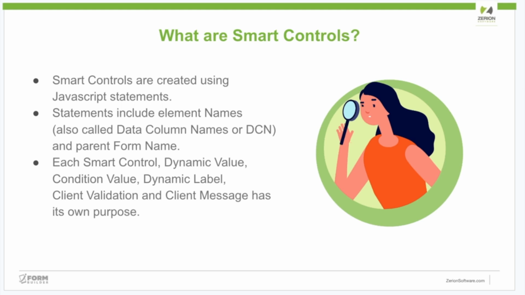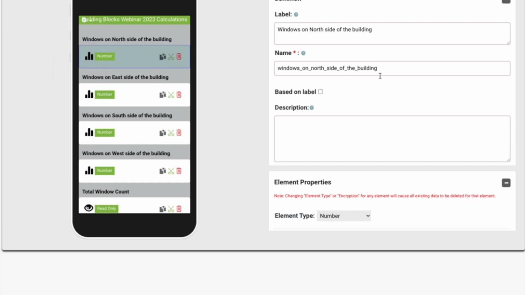Smart controls make use of the element names, or what we oftentimes refer to as the element data column names. And they may also refer to the parent form name. So these smart control statements aren't going to have capital letters in them unless you're looking at an iFormBuilder built-in function. You're going to look at the name, which is going to be all lowercase and have the underscore. So this is what we refer to as the name or the data column name.